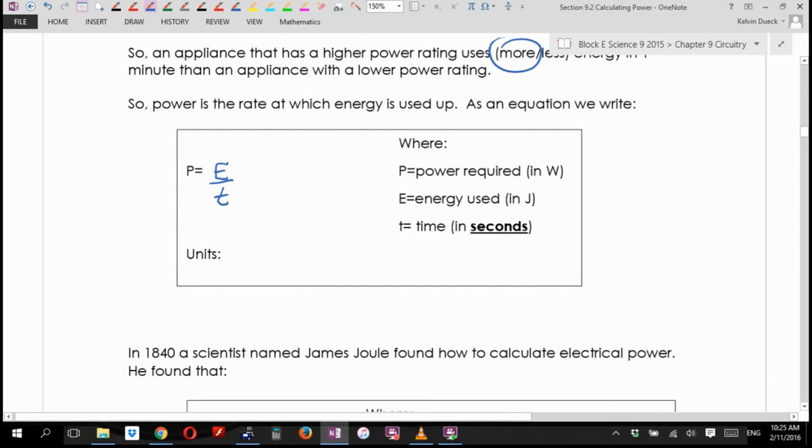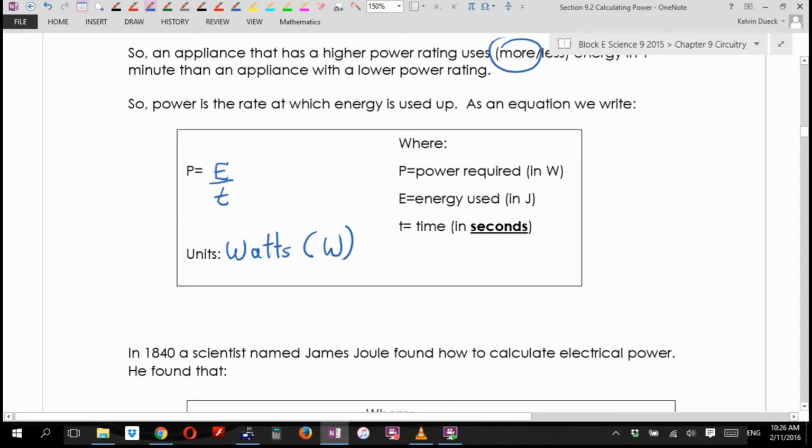Seconds. If I give you the time in minutes, how do you go from minutes to seconds? Times by 60. If I give you the time in hours, first you go to minutes, times by 60, then you go to seconds, times by 60 again. Okay? Units. Power is measured in what? And the symbol for a watt is a capital W.